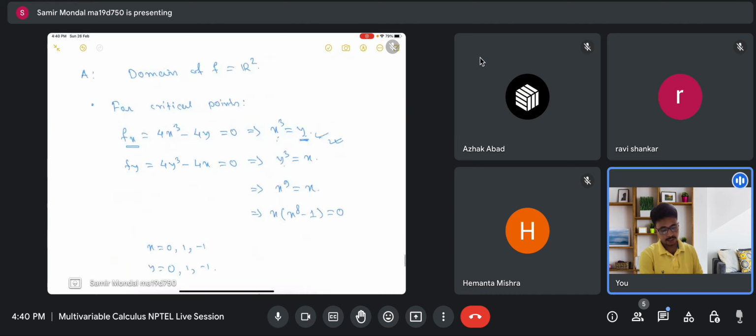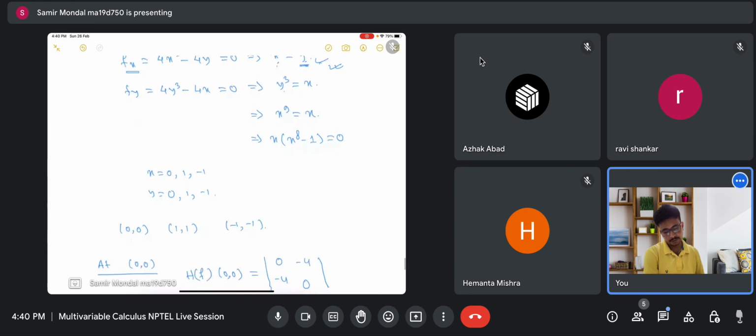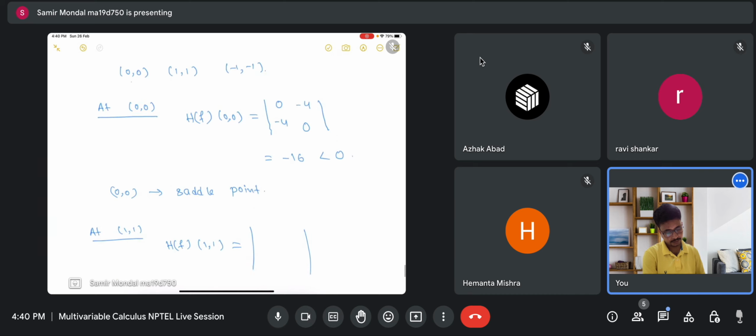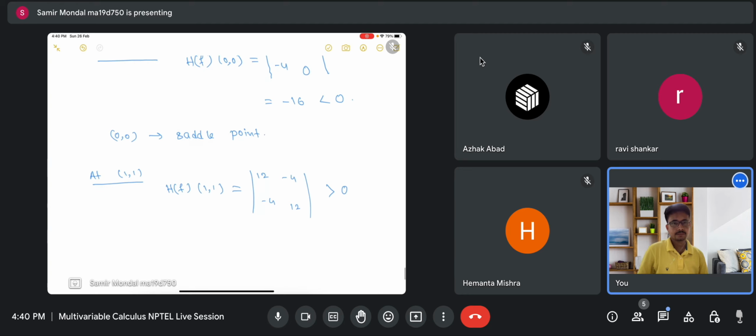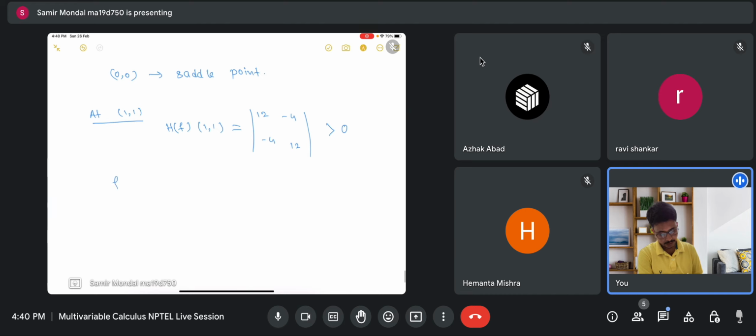F of xy at the point (1, 1) is 12 only. This is also 12. This is 4, this is 4. So this quantity will be positive. Is it correct? Yes, sir. So now check this quantity.